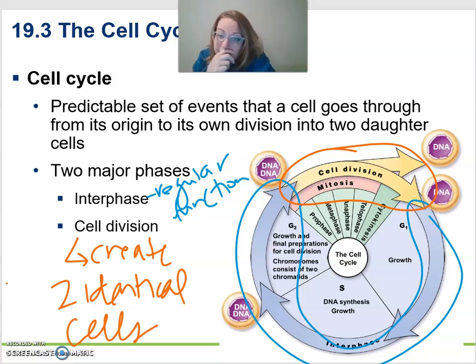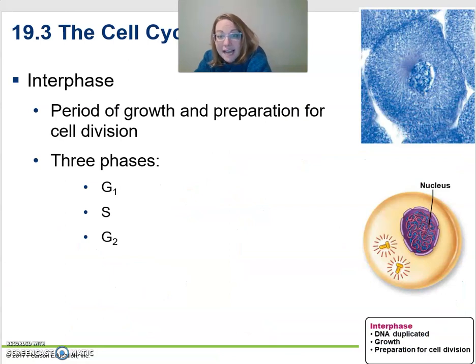That original cell can be considered the parent cell. The 2 divided cells could be the daughter cells. Okay, so interphase is not a phase of mitosis. It's that regular cell function between divisions.